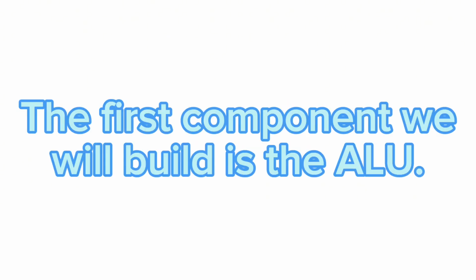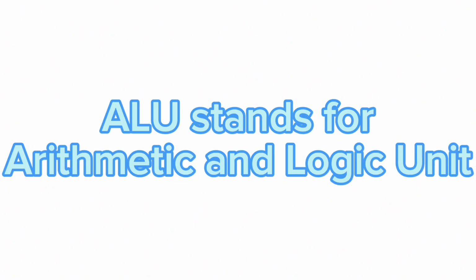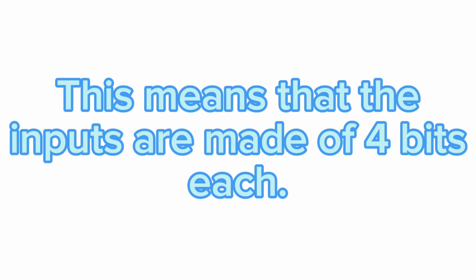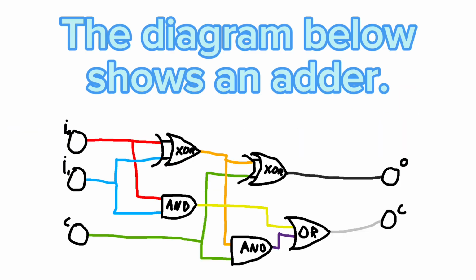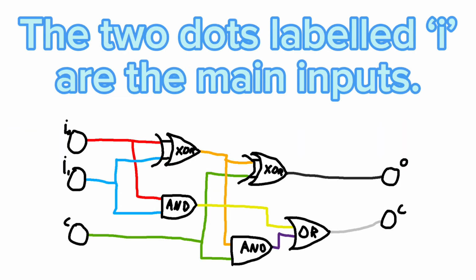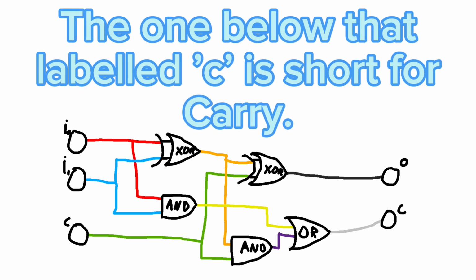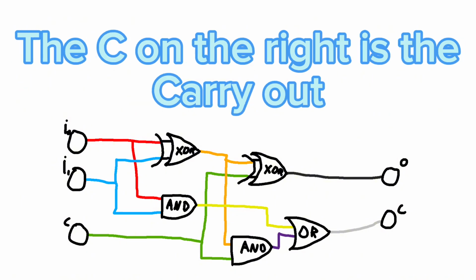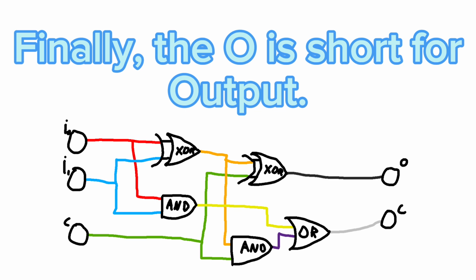The first component we will build is the ALU. ALU stands for Arithmetic and Logic Unit. The ALU I will build will be 4 bits. This means that the inputs are made of 4 bits each. The diagram below shows an adder. The 2 dots labelled I are the main inputs. The one below that labelled C is short for carry. It allows multiple adders to be chained together. The C on the right is the carry out. Finally, the O is short for output.